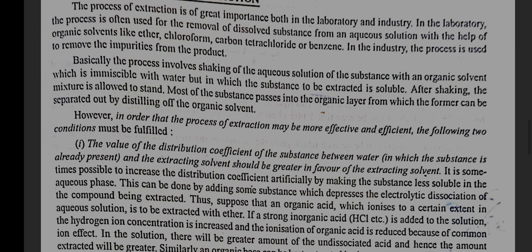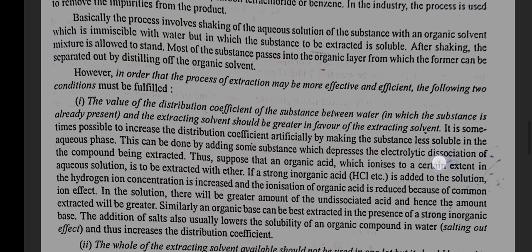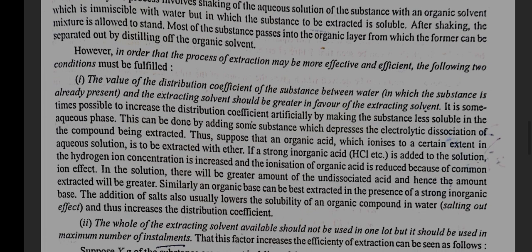However, in order that the process of extraction may be more effective and efficient, the following two conditions must be fulfilled. First, the value of distribution coefficient of the substance between water and the extracting solvent should be greater in favor of the extracting solvent. It is sometimes possible to increase the distribution coefficient artificially by making the substance less soluble in the aqueous phase. This can be done by adding substance which depress the electrolytic dissociation of the compound being extracted.